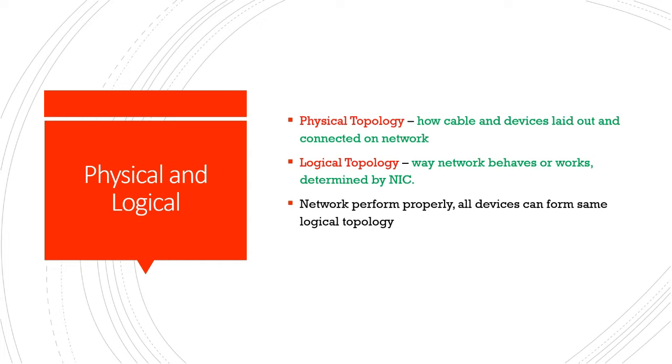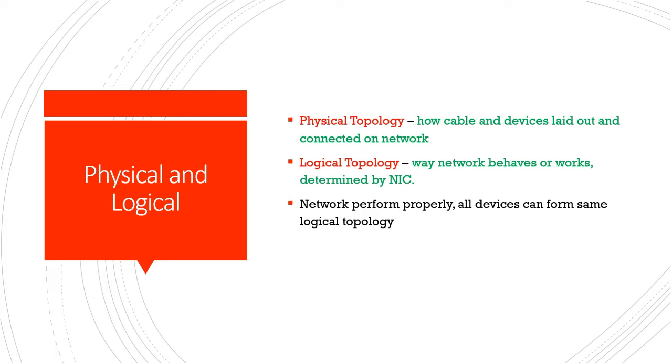Then you have a logical topology, and this is the way the network will behave or work, and this is determined by the network interface card. I wouldn't really say it's a blueprint, more like code sort of thing. You have your network interface card and how that is making the network behave or work. This means that the network can perform properly and all devices form the same logical topology. Essentially all the nodes on the network are working and behaving in the same way because they're all using a similar network interface card.